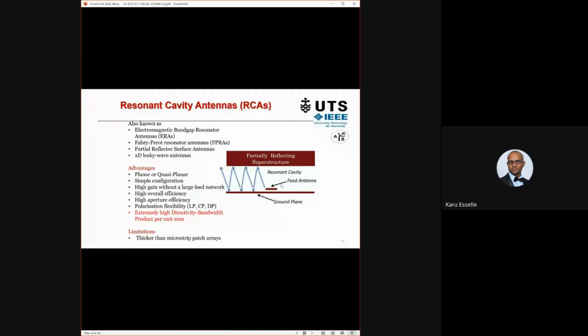So this is the configuration. We have a resonant cavity, which can be filled with material, dielectric, for example, but in most cases the resonant cavity is filled with air because air is cheap, right? And reasonably good electromagnetically, no loss. Then on top of that, the most interesting part of the antenna, which is a partially reflecting superstructure.